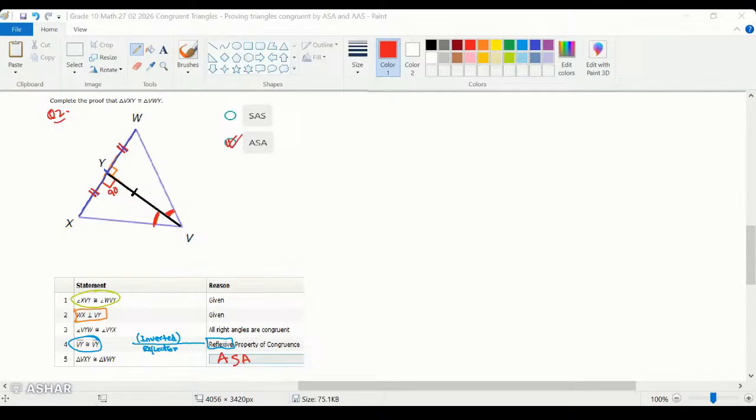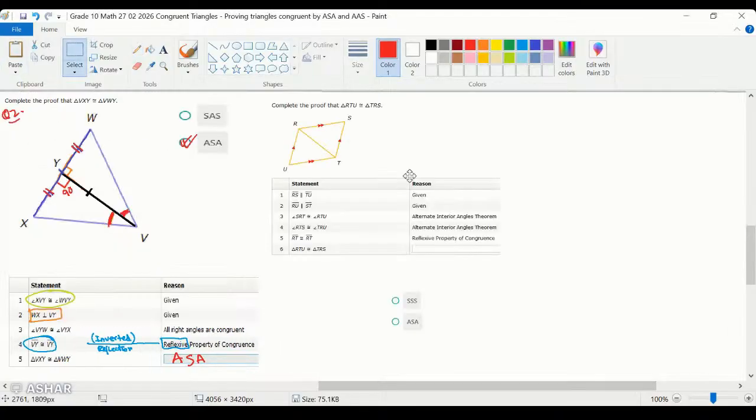We can also use side angle side, but the problem with side angle side is that it was not the given information in the question, right? We found that information. So we are trying to find the answer based on what is given in the question, okay?